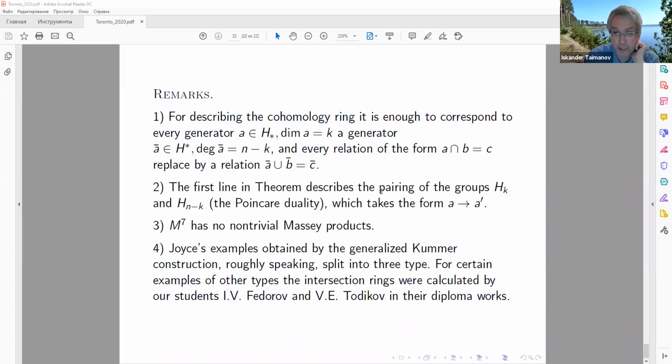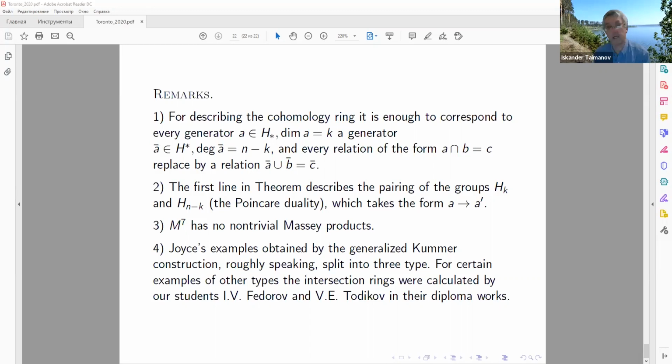The first line in the theorem describes the pairing of the groups, which takes the form I already mentioned, and I showed this slide. And another, the main idea was to catch a non-trivial Massey product. I didn't write down all these statements very carefully, but now from the construction of this cycle, it's quite clear that M7 has no non-trivial Massey products. Although it's not rigorously stated in the theorem, it's quite clear. It would take probably more time to derive it, but it's not interesting, because if it were non-trivial, it would be a hint that it would be worth finding and showing that there are non-formal G2 manifolds.